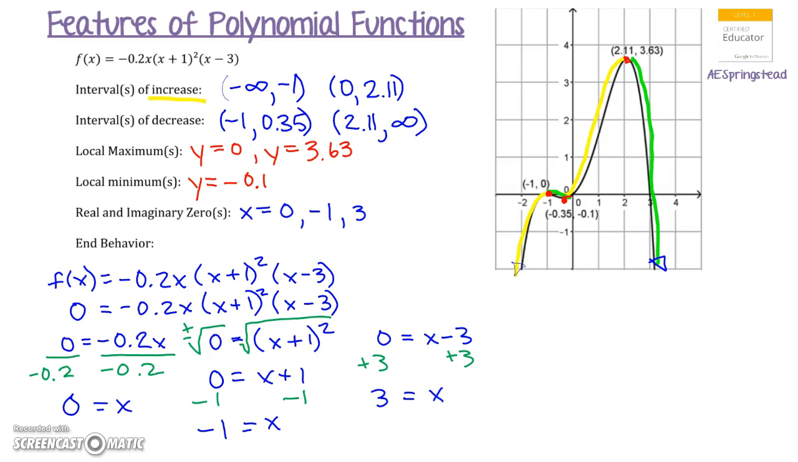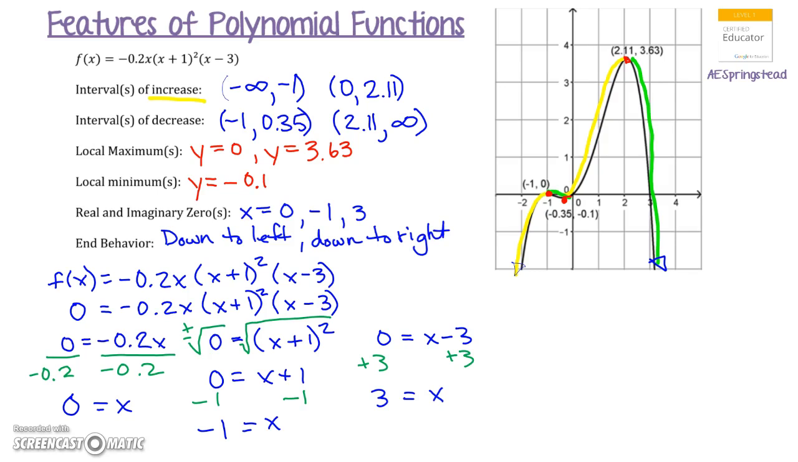The last thing they asked us to do is to look at the end behavior, and the end behavior is just what's happening at the end of the graph. In this case, the graph is going down on both ends. So to the right, it's going down, and to the left, it's going down. So we can write that just using words and say that it's going down to the left and down to the right.